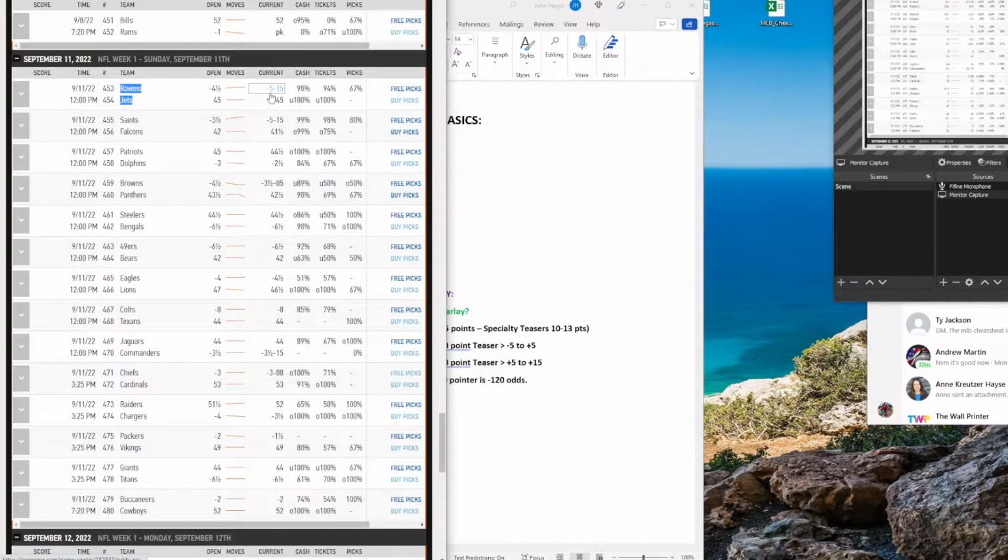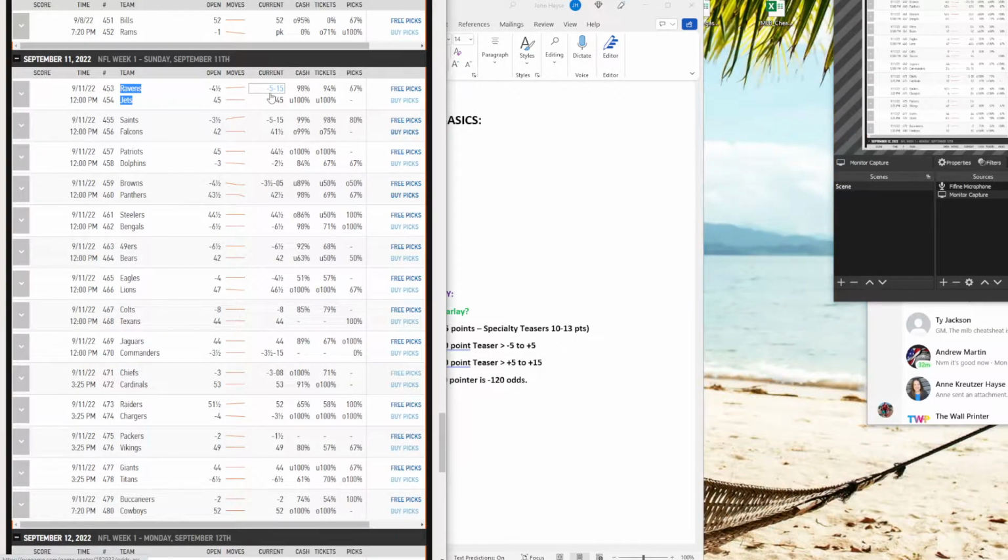Anytime you see a minus sign, Vegas has pegged that team as the favorite. And then the other side is plus, and they are getting points. So in this example, you could bet Ravens -5, or you could bet Jets +5.